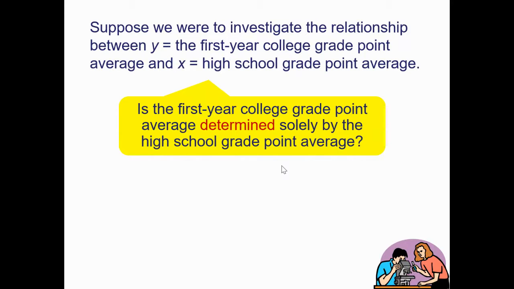What I mean by this is, can I look at, let's say you have a 3.89 GPA, take that from high school and say, okay, your GPA in college will be this, without a doubt? No, too many other factors, right?